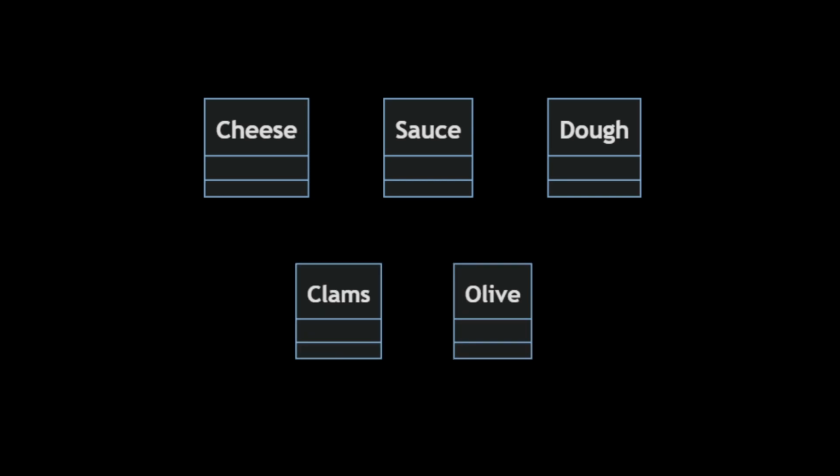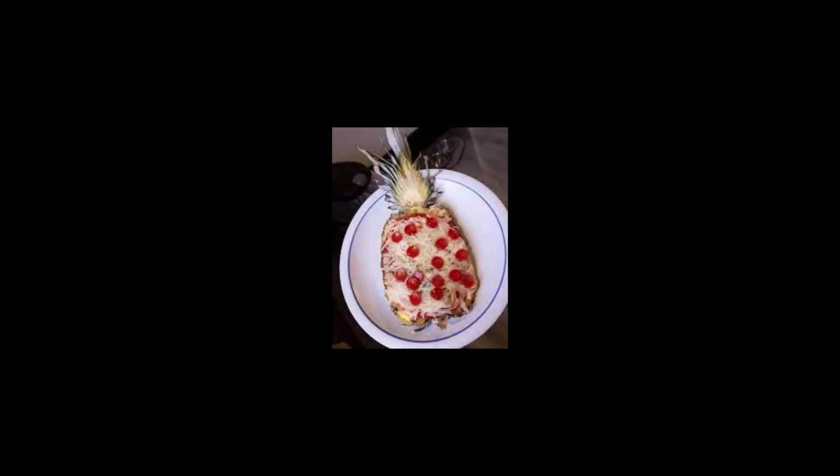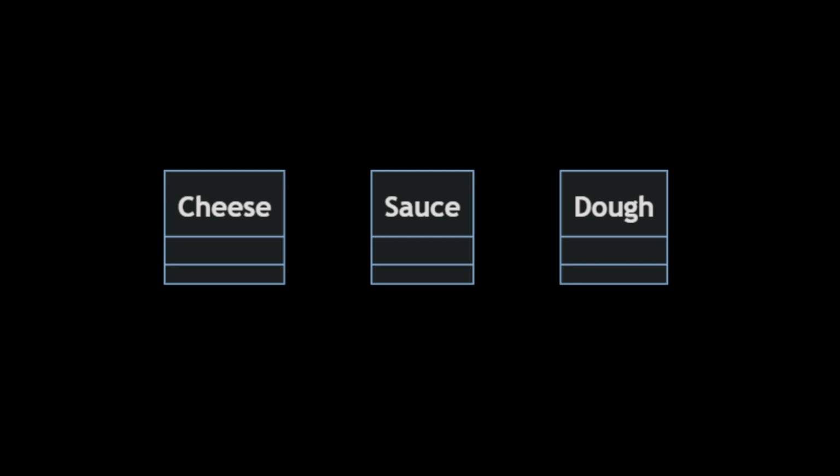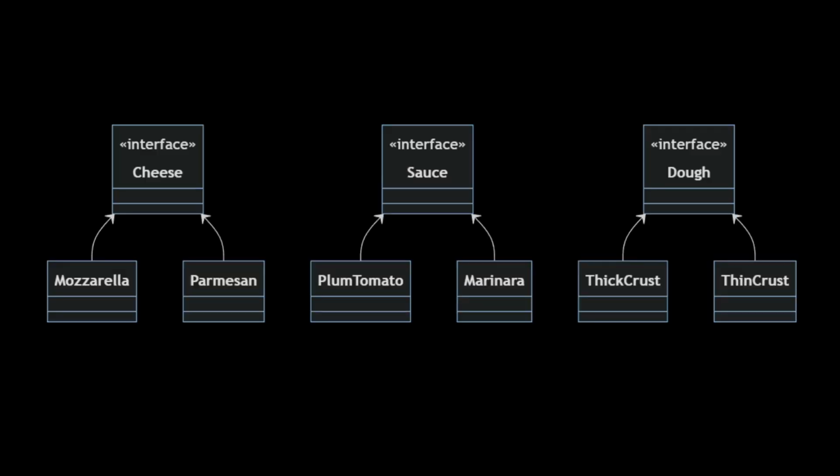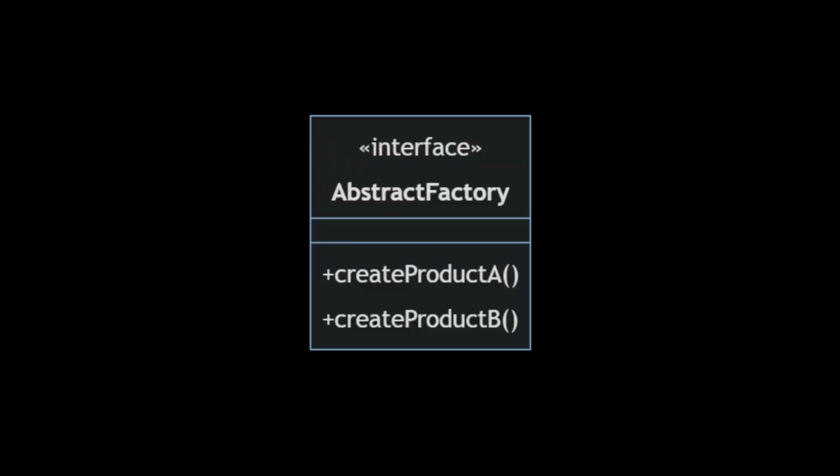So for example, if we have different types of cheese, sauce, dough, and other stuff that can be implemented in a similar way like clams, olives, or even pineapples, each product becomes an interface, and the concrete products, for example, different types of cheese, sauce, and dough, implement this interface. Meanwhile, the abstract factory is a separate interface that can be used to create a set of related products without caring about the concrete products that are actually produced.